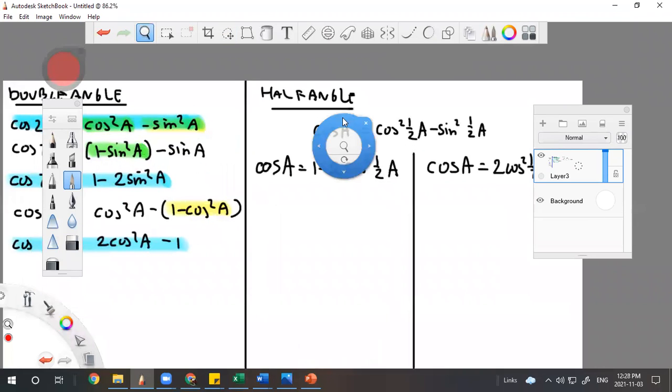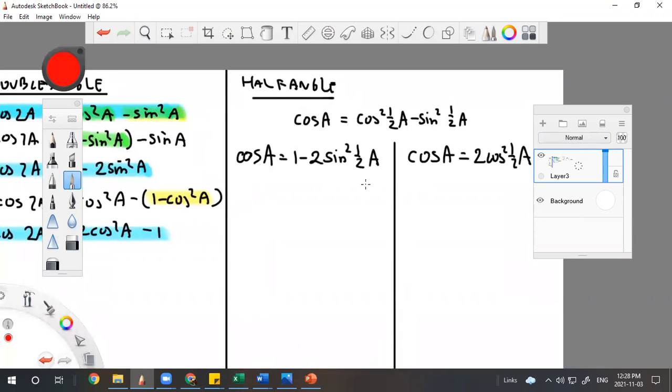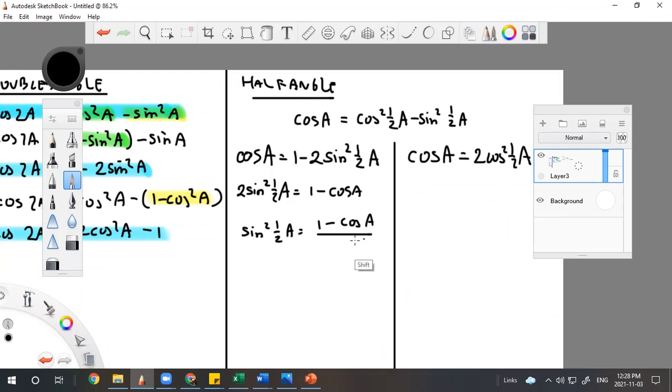Okay, now let's try to change this to sine half a, because we want to learn the half angle. So sine square half a equals 1 minus cos a over 2, right? You put the half a on the left and we have to isolate it. Okay, so sine half a equals plus minus square root of 1 minus cos a over 2. This is what you learn here.